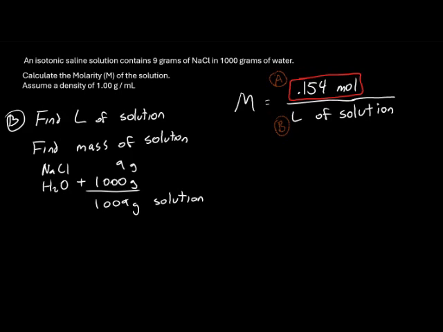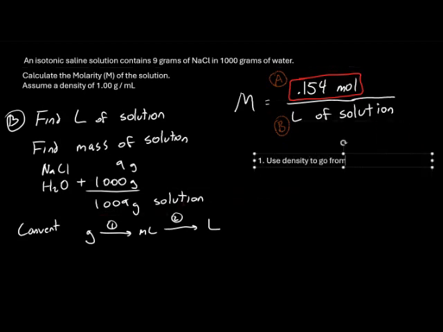Then we'll have to do a conversion. We cannot go straight from grams to liters, so instead we will go from grams to milliliters, and then from milliliters to liters, so that this is a 2-step conversion. Now we'll use density to go from grams to milliliters. After that, we will use our SI conversions to go from milliliters to liters.